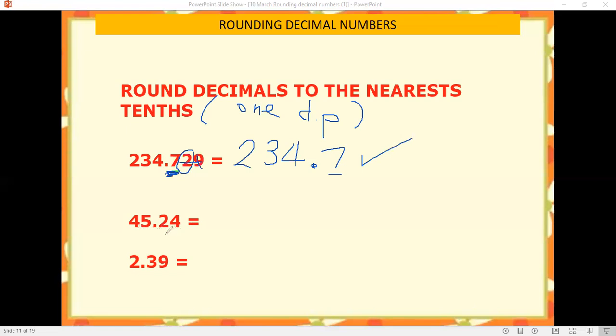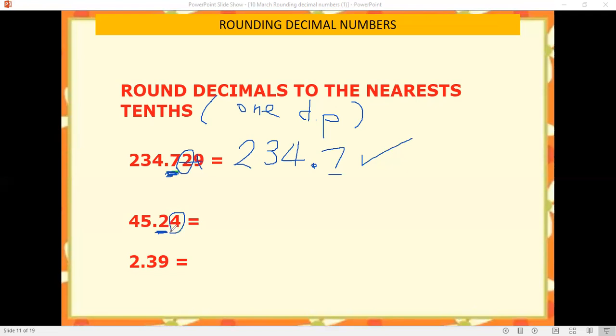45.24. Which one is the tenths digit, or which one is the digit in 1 decimal place, or 1 digit after the decimal point? 2. Okay, so remember, if we say round decimals to the nearest tenth, or we say round decimals to the nearest 1 decimal place, meaning 1 digit after the decimal point. Okay, year 6. So now let's underline it and think about the next digit.